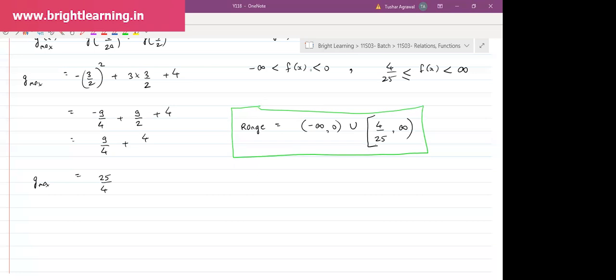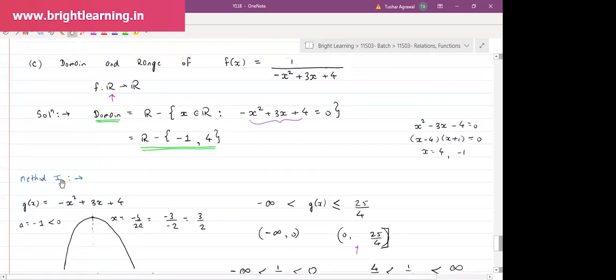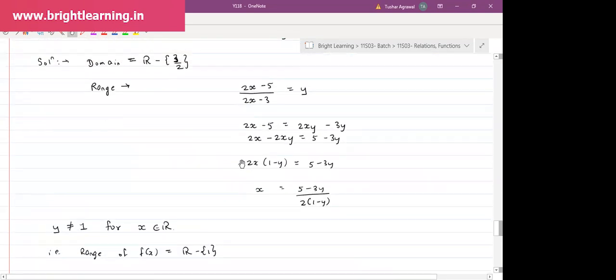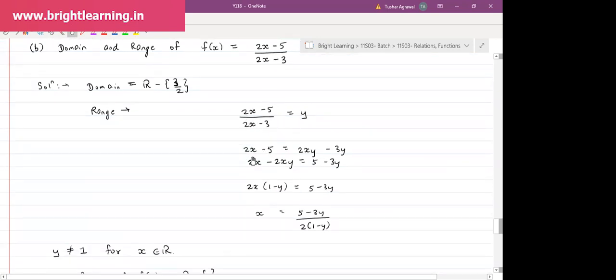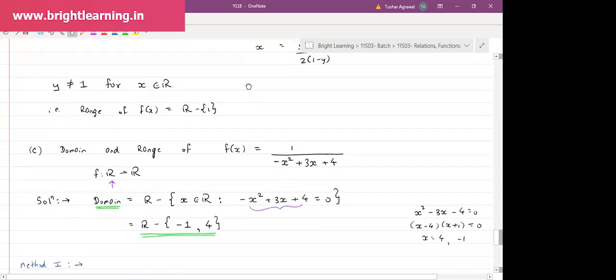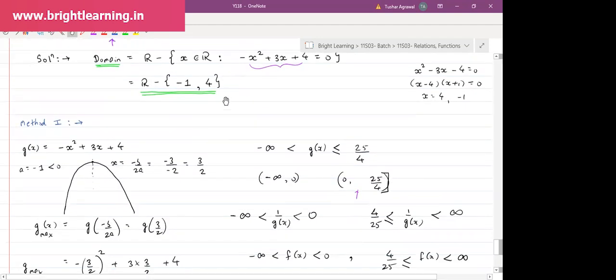Okay. Yes. One last thing I want to tell, about this question only. Pujita in the chat box said bye. Okay, just one last thing I want to tell you. Method 2. Method 1 was related to previous questions only. Method 2: here we take 2x minus 5 upon 2x minus 3 equal to y. Just give me 2 minutes. I will wrap up in 2 minutes, not more than that.